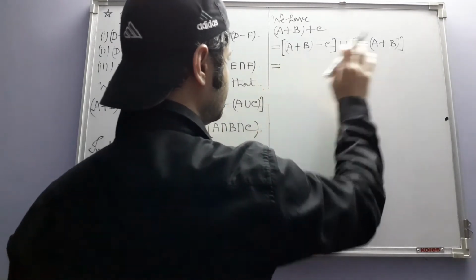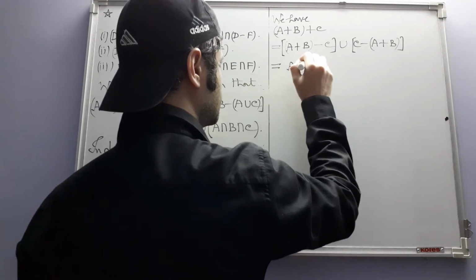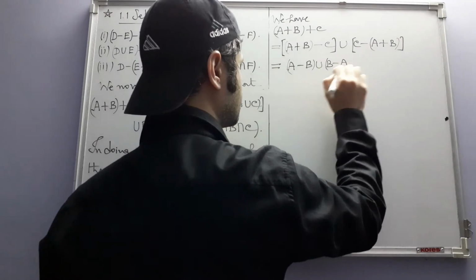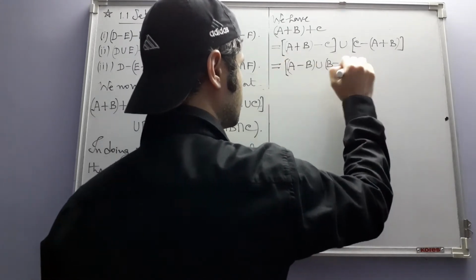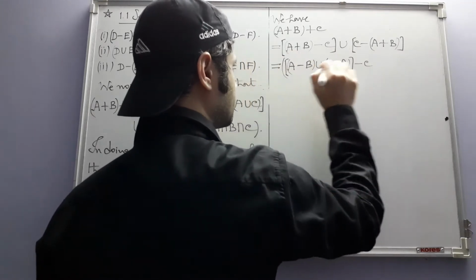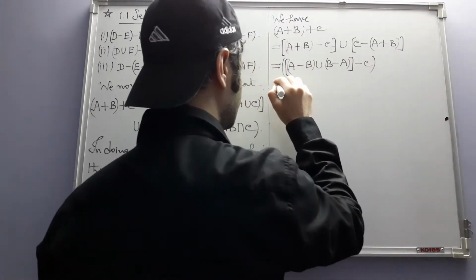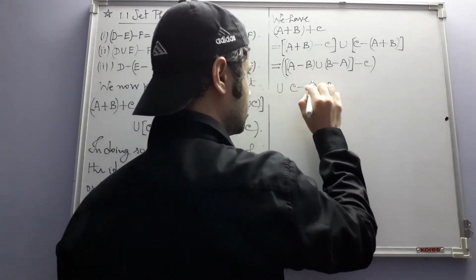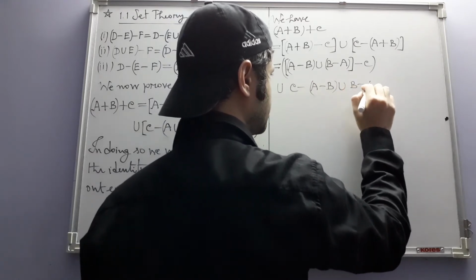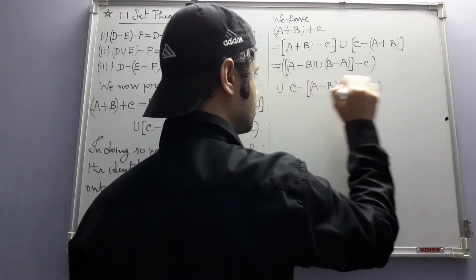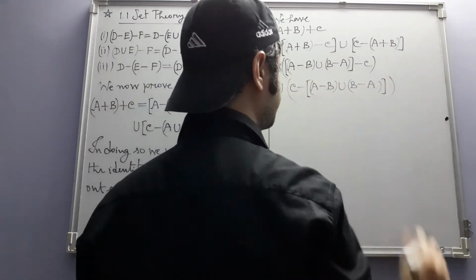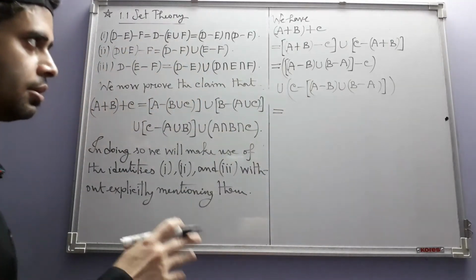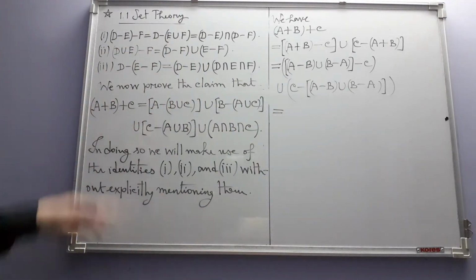Now we write the meaning of A plus B. So it is the symmetric difference of A and B, minus C, union C minus A minus B union B minus A. Okay. So now in the next step we will use this one.